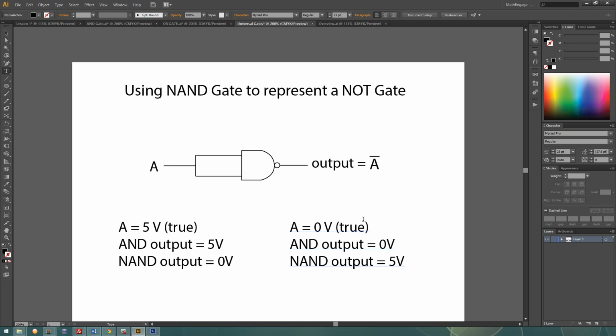Same goes if A were to be 0 volts. The NAND gate would read both inputs as 0 volts, and then since it's the flip of an AND gate, it's obviously going to output 5 volts. As you can see already, if A was 5, our output would be 0. If A was 0, then our output would be 5. And we've already implemented the NOT gate. Whatever the input is, the output is flipped. So in my next video, I'll be going over truth tables, which is another really awesome way of representing these logic gates instead of using true, false, and voltages and whatsoever like that.